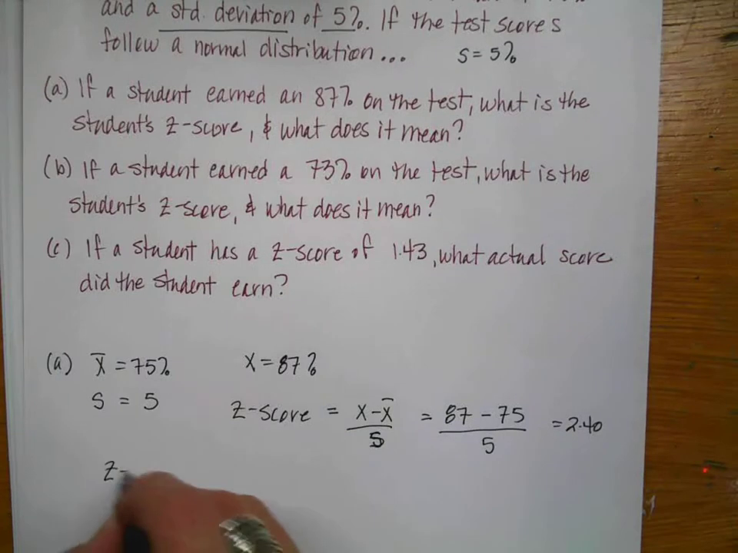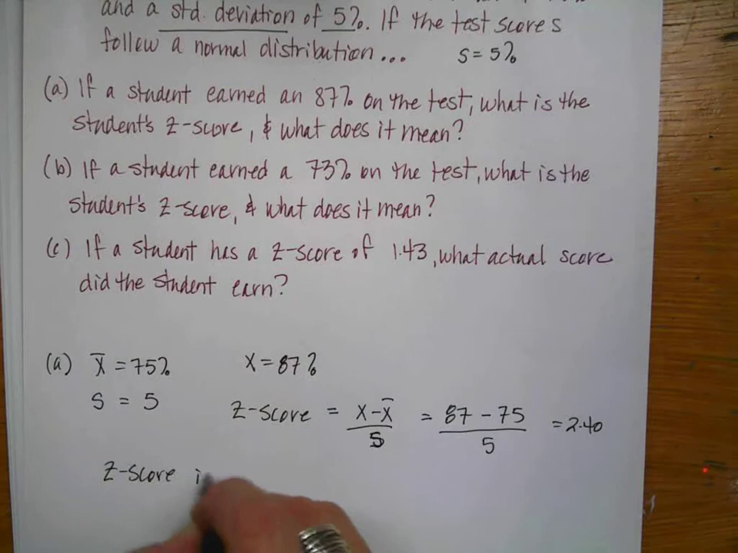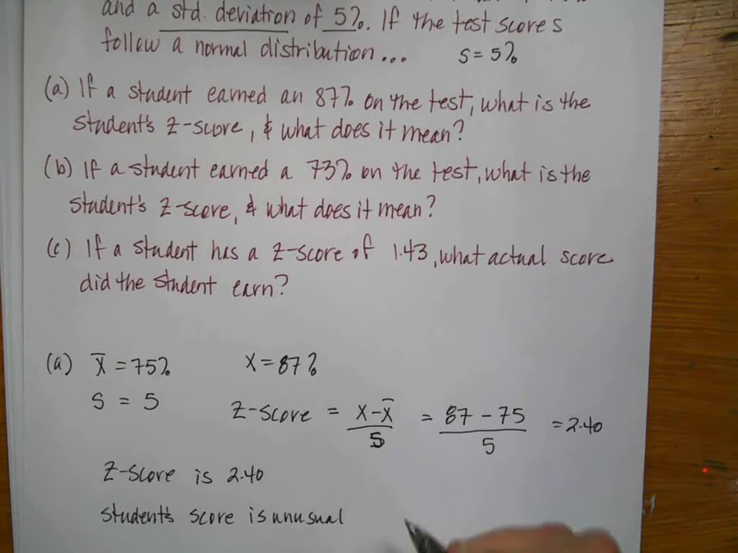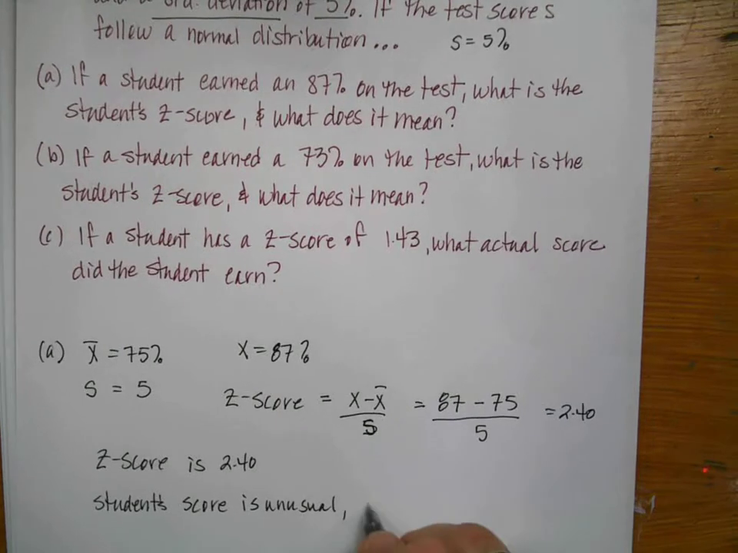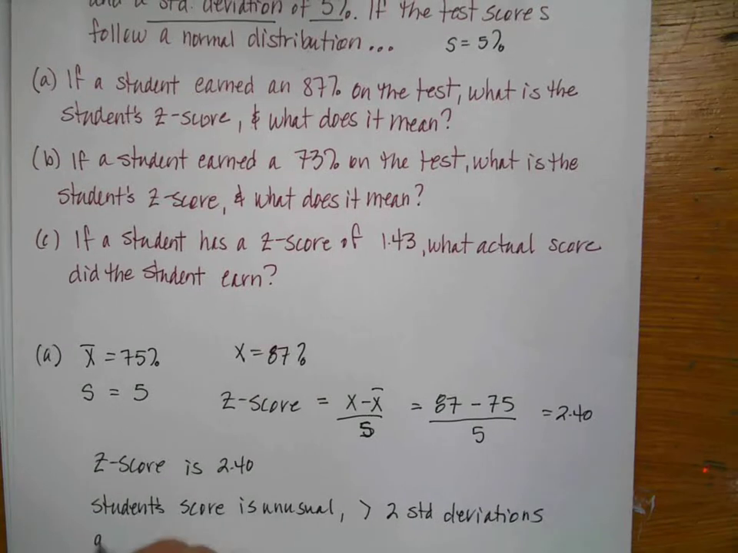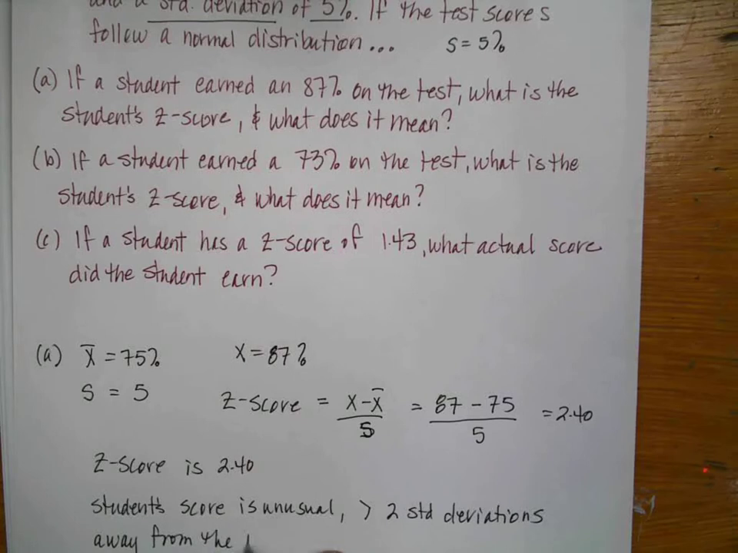So that means that the z-score is 2.4, and what that means is that the student's score is unusual, yay for them, and it means that it is greater than 2 standard deviations away from the mean.